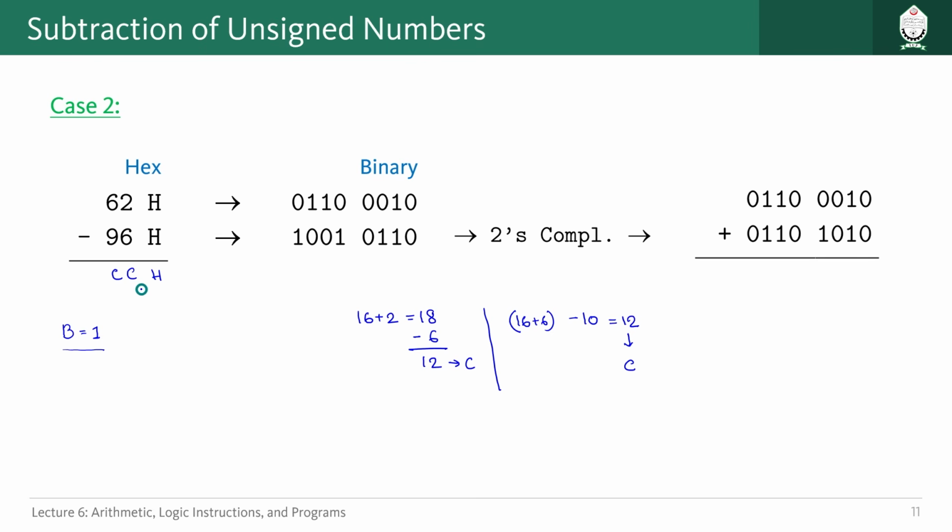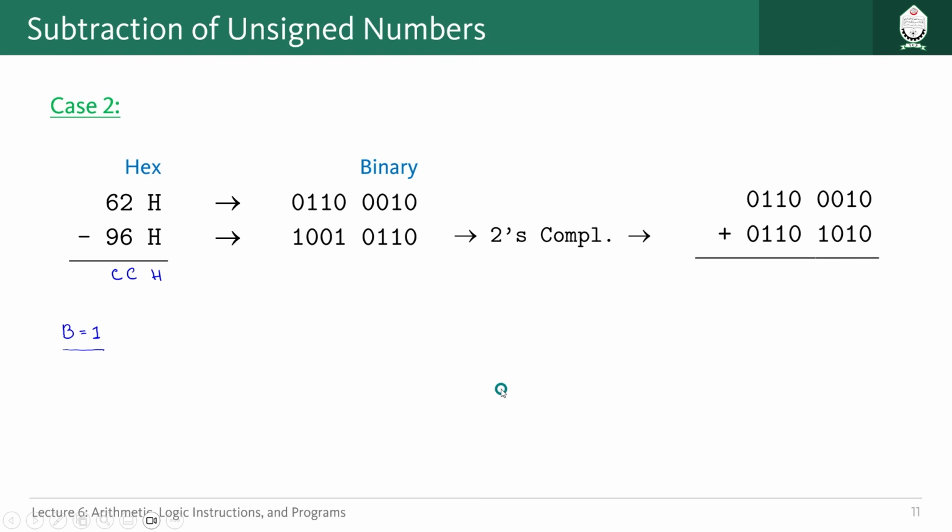Okay, this CCH is not a positive value, rather this is a negative value, which is kind of counterintuitive because we are talking about unsigned numbers here, so there should be no negative values here. But this particular value microcontroller or 8051 will understand as a negative value. That's the thing.